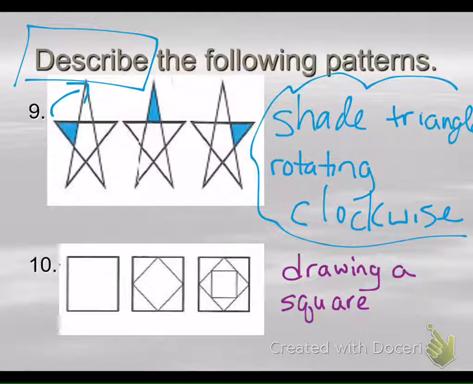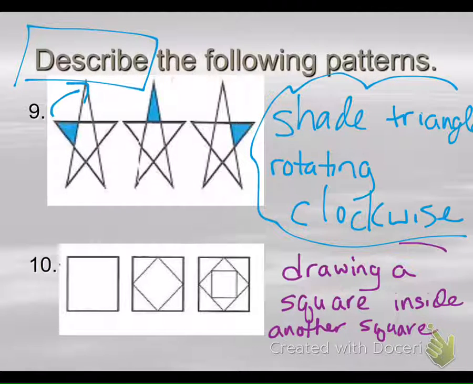Okay, so you're drawing a square inside another square. I think, again, this isn't super technical, but I'm going to go ahead and agree that we're pretty much just drawing a square inside another square each time. That's rotated.